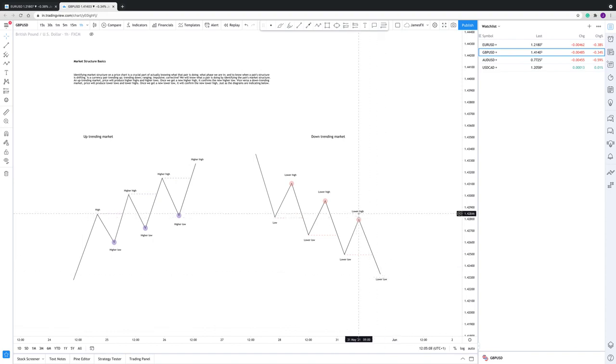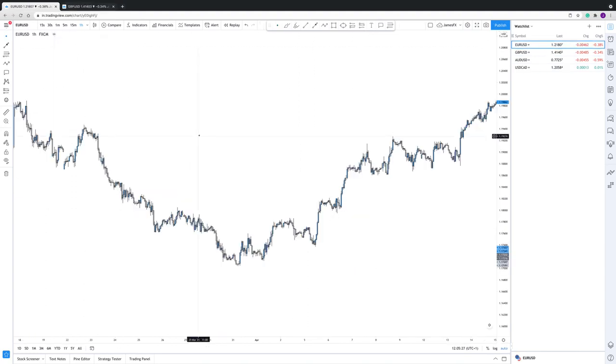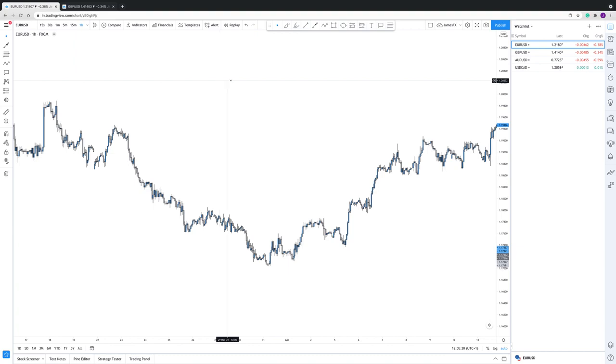Okay, so these are the basics of trending markets and market structure. So a higher high is not confirmed until we get a break of the most recent high, and then vice versa for a downtrend. So let's jump on to EURUSD and let's look at this on the charts. So let's just start off here, okay?